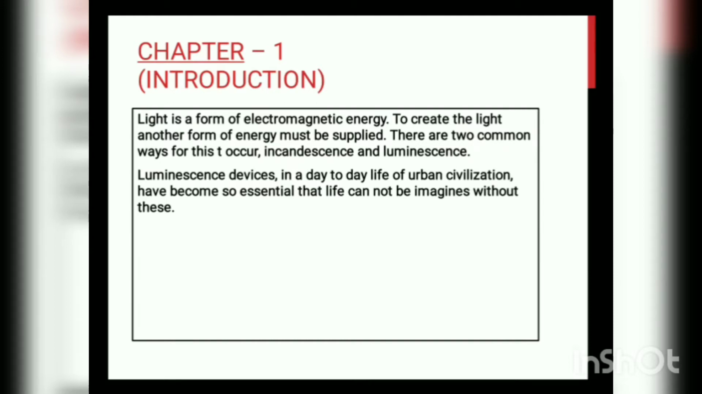Luminescent devices in the day-to-day life of urban civilization have become so essential that life cannot be imagined without them, due to the usage of various types of lamps, TVs, mobile displays, LED lamps, LED TVs, signals, displays, etc.